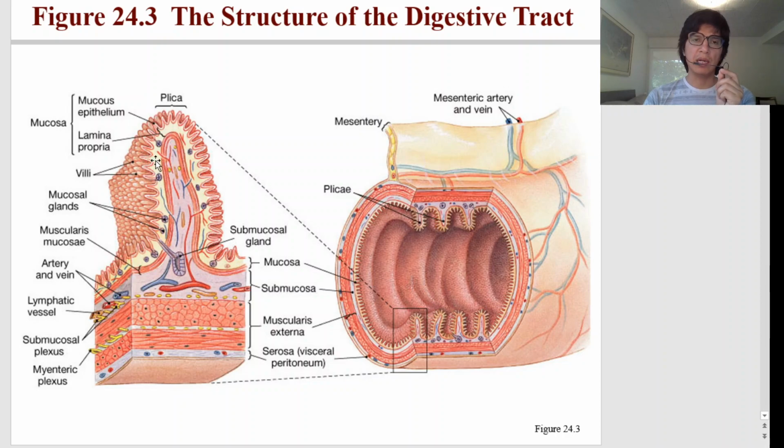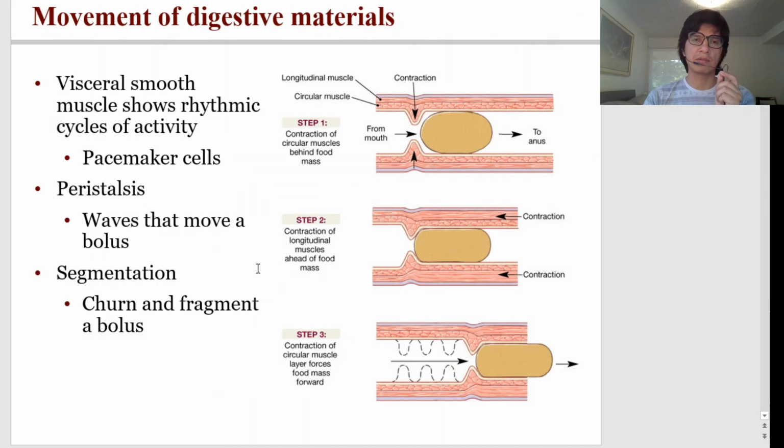You also see these villi present at the surface, and as we zoom in further, you will see that each one of these villi is composed of a layer of simple columnar epithelium, and you will see that the surface of the villi will contain microvilli, further increasing the surface area. Here we observe the movement of digestive materials.